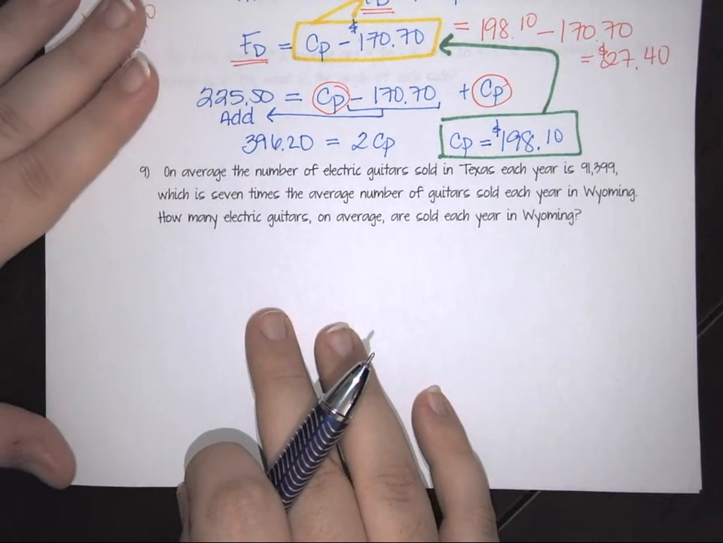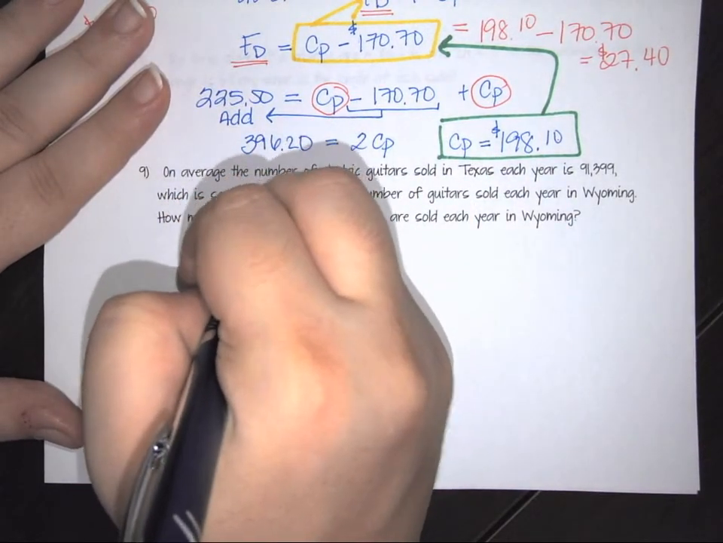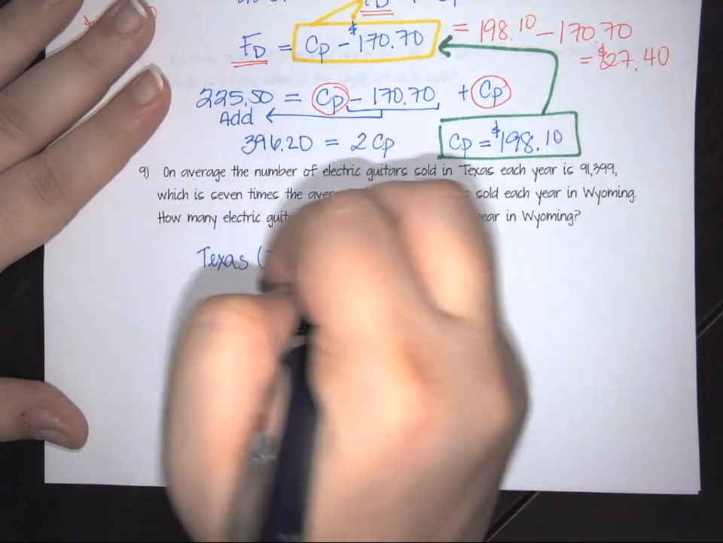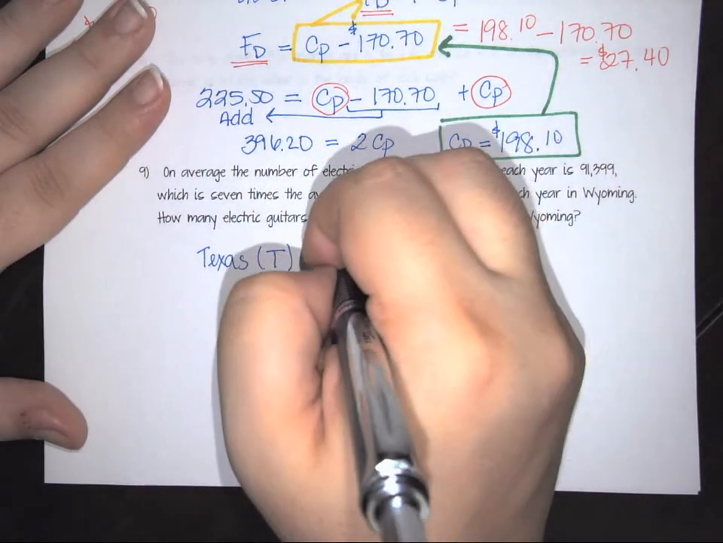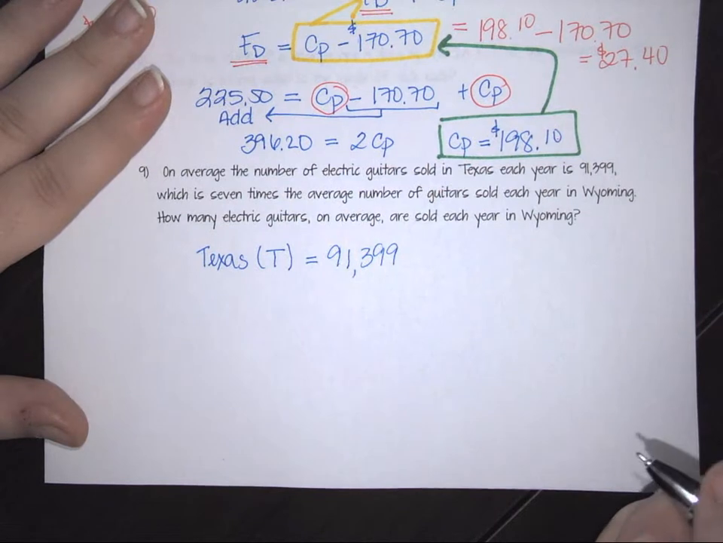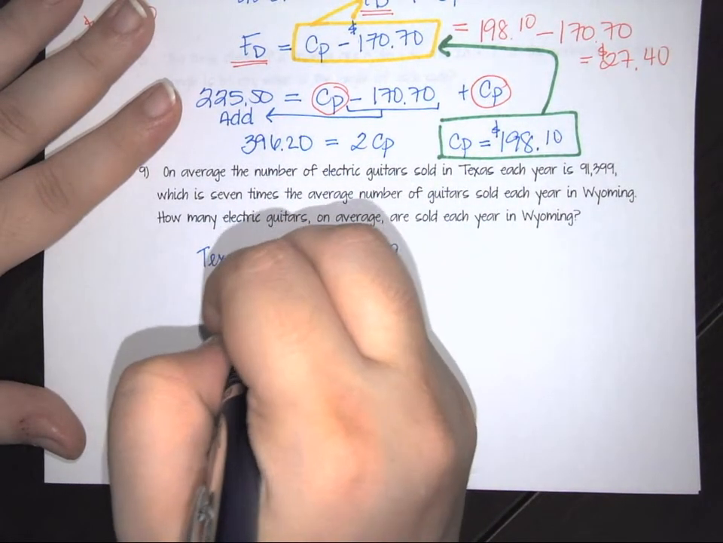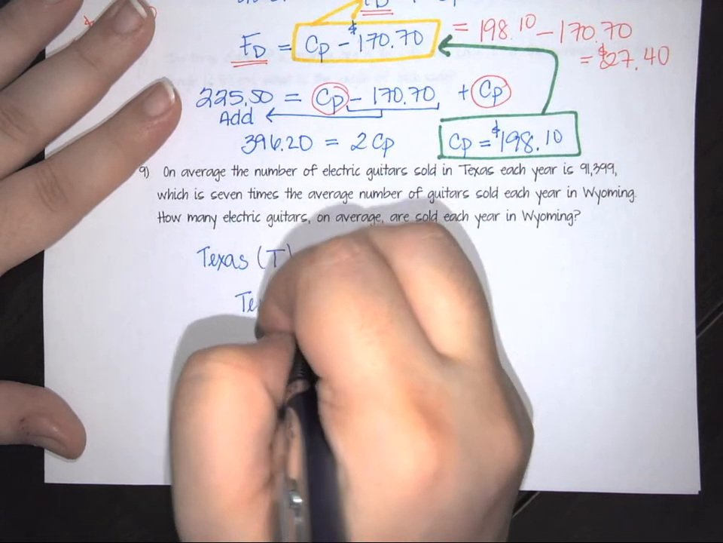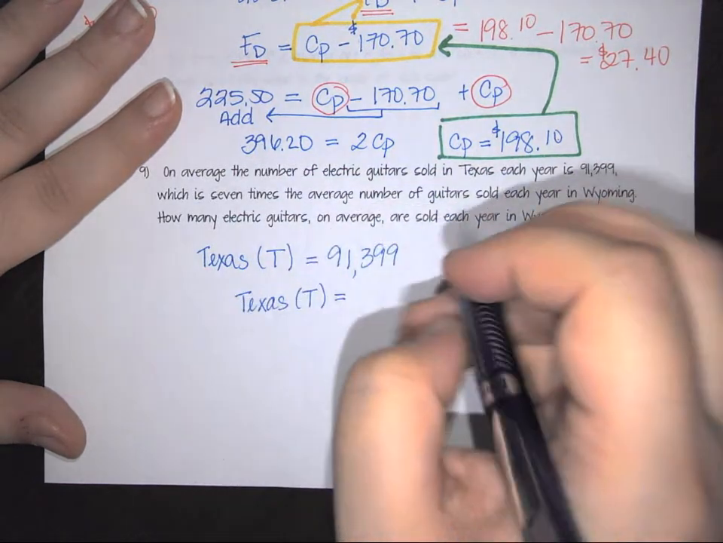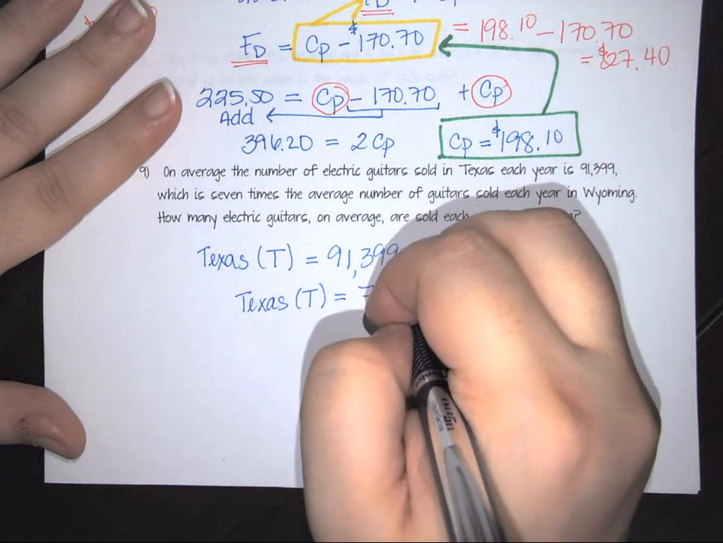So what do we know? We have Texas, which we can label with a T, is 91,399. Now the other thing that we know is we know that Texas, again T, is going to be 7 Wyoming.